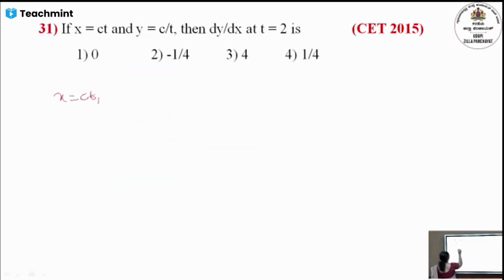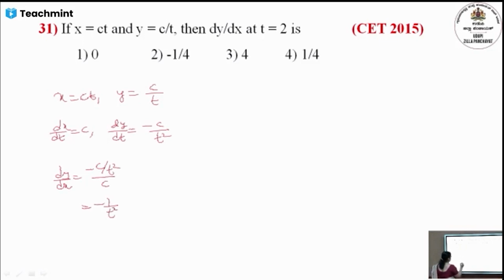Next one, x is ct, y is c by t. So dx by dt is what? c. dy by dt is what? Minus c by t square, because derivative of 1 by t is minus 1 by t square. So dy by dx is minus c by t square divided by c, which is minus 1 by t square. So you put t equal to 2, dy by dx is minus 1 by 2 squared, which is minus 1 by 4. It's a very simple question.